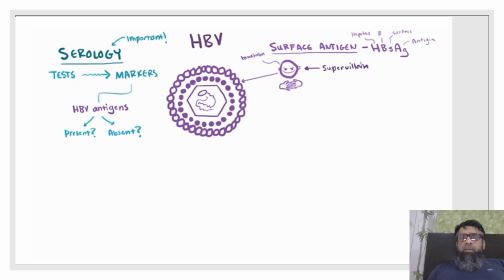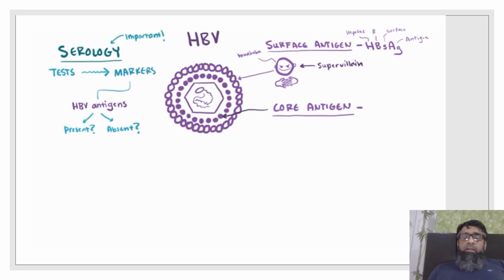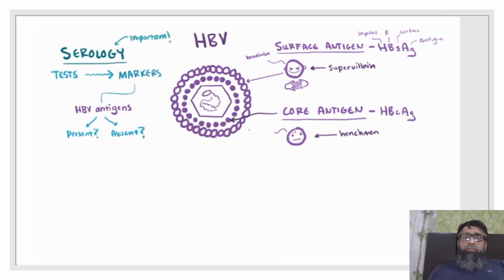Before discussing, we see there is a surface antigen, hepatitis B surface antigen. This is written like this, hepatitis B surface antigen. This is basically the supervillain of the story. Remember, this lies on the surface of the liver here, and this is the supervillain in the story. Then there is a core antigen, hepatitis B core antigen, which is basically a henchman who helps this supervillain.